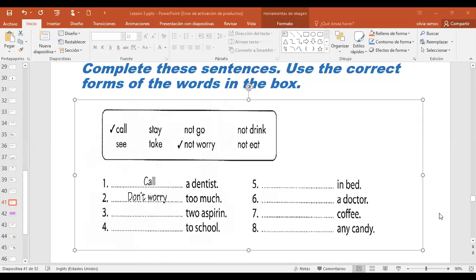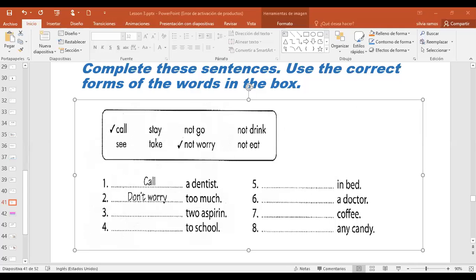I have here number three. Who wants to give me the answer for number three? I think it's take two aspirin. Take two aspirin. Okay, is that correct, everyone? Yes. Okay, let's see. Number four. Don't go to school. Stay at home. Okay. Don't go to school. Stay at home.